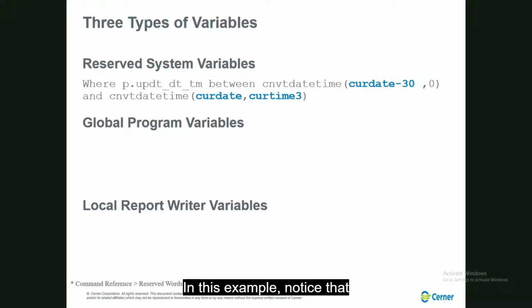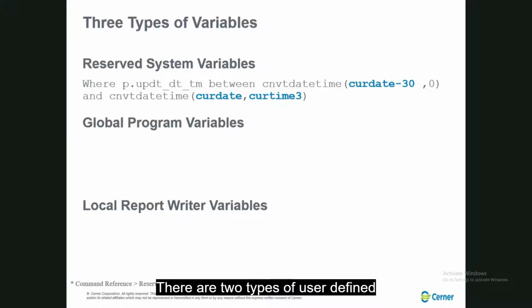In this example, notice that the curDate and curTime3 reserved system variables are being used in a qualification. In this case, the qualification is being made on the p.updateDateTime field being between 30 days ago at a time of 0, or the start of the day, and today right now.